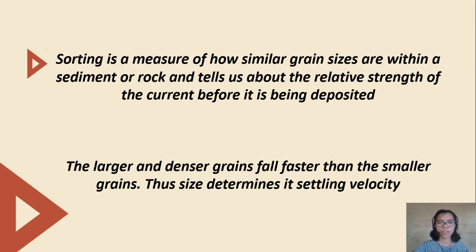Okay, sorting is a measure of how similar grain sizes are within a sediment or rock and tells us about the relative strength of the current before it is being deposited. The larger and denser grains fall faster than the smaller grains. Thus, size determines its settling velocity.